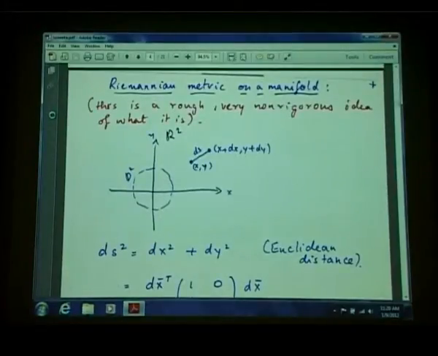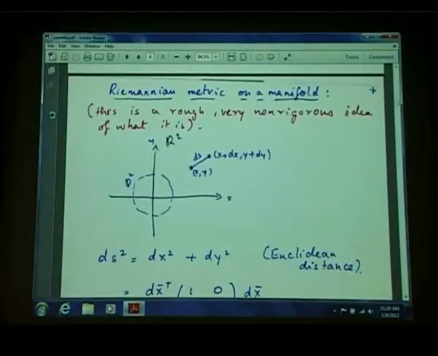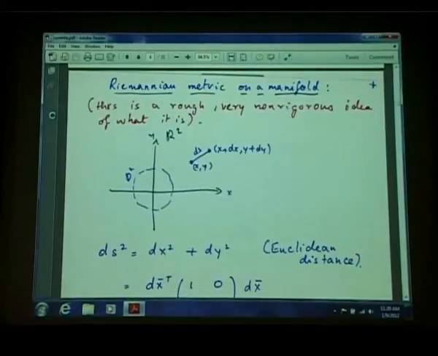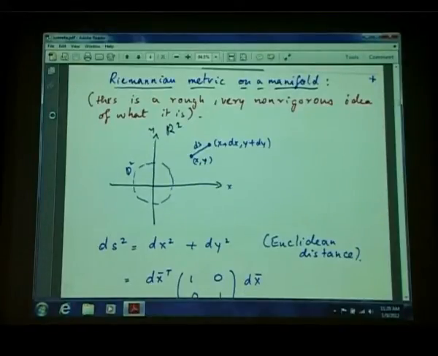Okay, so I gave you a rough idea of what a smooth manifold is. Now I want to give you a rough idea of what a Riemannian metric on a manifold is. This is a very rough, non-rigorous idea. What I'm going to describe now is not really the Riemannian metric, but something that is a consequence of having a Riemannian metric.